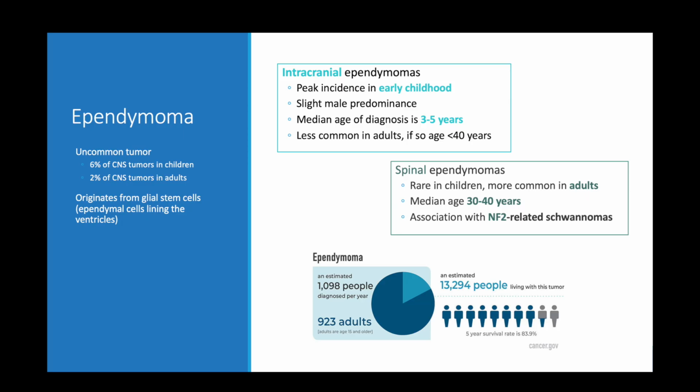Spinal ependymomas, on the other hand, are quite rare in children, and they tend to be more common in adults with a median age of diagnosis around 30 to 40 years old. And spinal ependymomas are also associated with neurofibromatosis 2 related schwannomas. So the big takeaway here is, we typically divide ependymomas into intracranial versus spinal. Intracranial happen more in kids, spinal happen more in adults, and the ependymomas come from ependymal cells lining the ventricles.